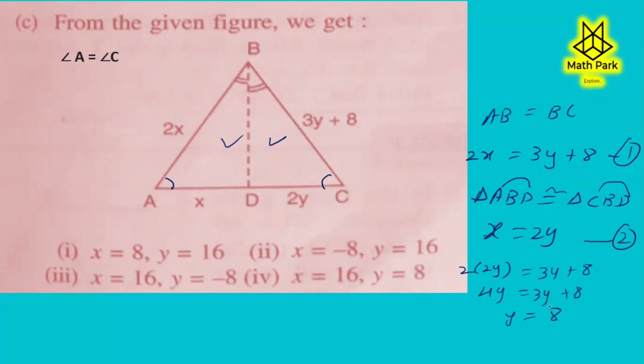You got Y is equal to 8. So there is only one option where Y is equal to 8. Okay. So let us substitute over here. So you got X is equal to 2 times 8, which is 16. And X is 16, Y is equal to 8 is the option. 4 is the correct option.